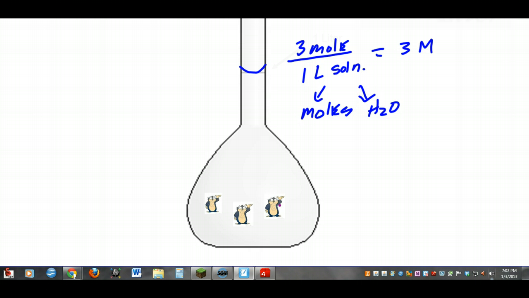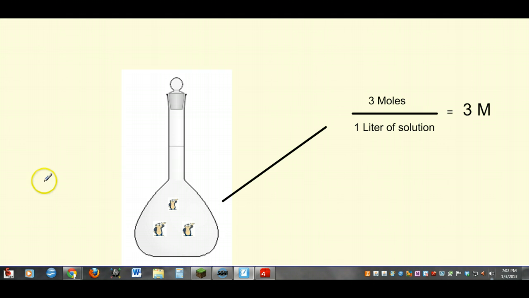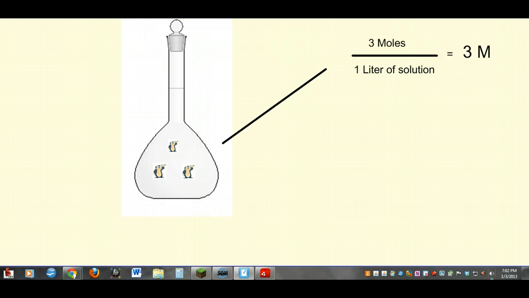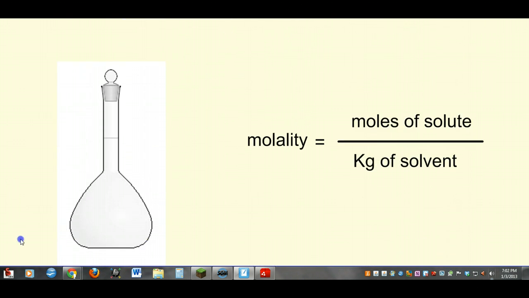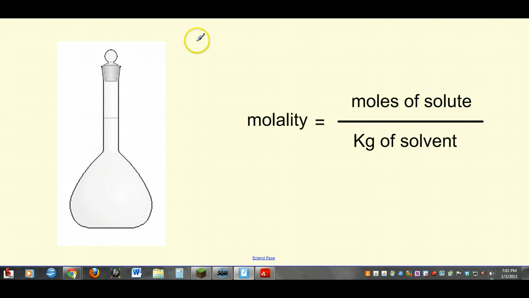Now, if we were to make this a molal solution, here's the difference. A molar solution is moles per liter. So let's say we were trying to make a 3 molal solution. That's symbolized by a lowercase m. We would take 3 moles, the same 3 moles as we had before. Put those little guys in here. That guy's on his head. Okay, so that's the 3 moles, right? We'll put that on top.